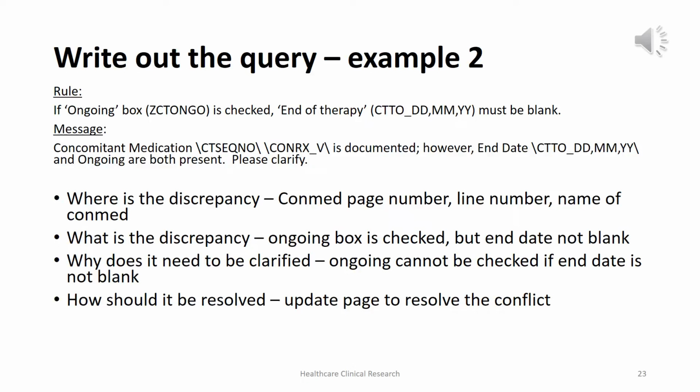That's a conflict. Why does it need to be clarified? Ongoing cannot be checked if an end date is not blank. And then how is it to be resolved? They should update the page and resolve the conflict. So they should be able to either turn off the check for ongoing and leave the end date, or delete the end date and leave the check for ongoing, whichever way is correct. But we need for them to clarify that.